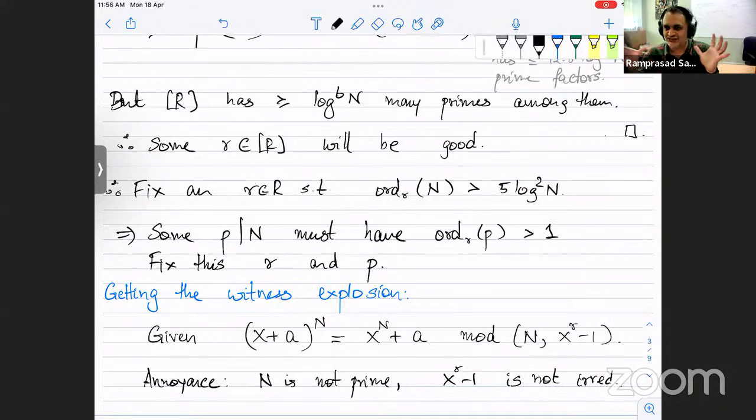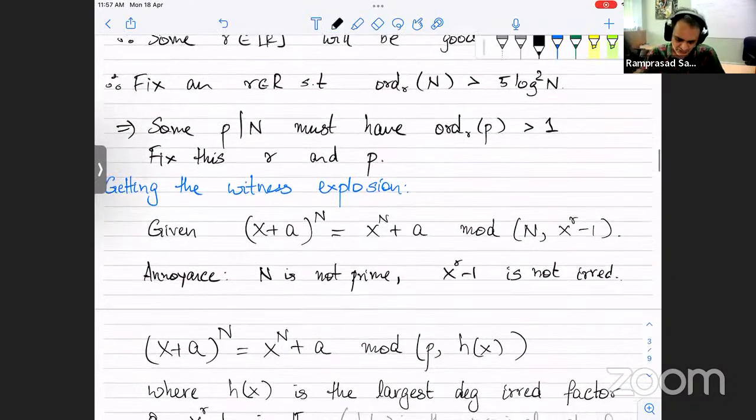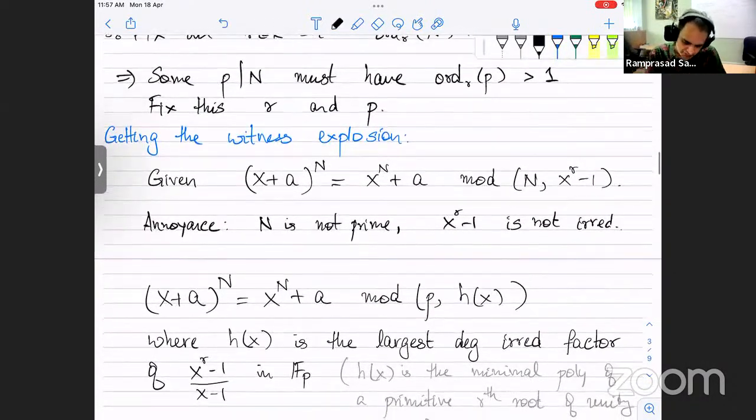Because I would like to think of this as a statement over a field. And unfortunately, the right-hand side, I'm going modulo things which clearly are not going to give me a field because n is not a prime and x^r minus 1 is not irreducible. So going mod n is not helpful. I mean, at the moment, it feels like it's an annoying situation. So what we are instead going to do is we are going to weaken this statement.